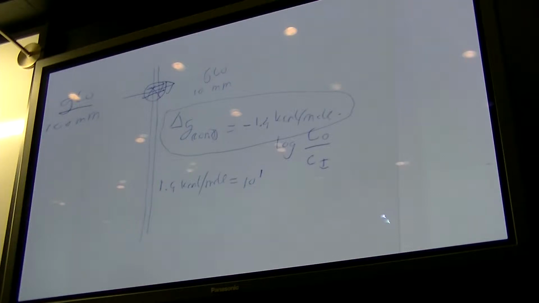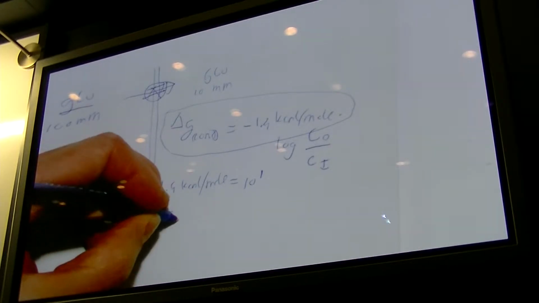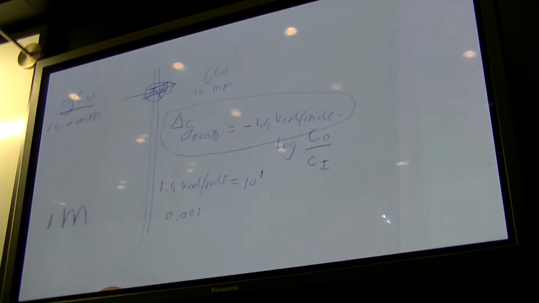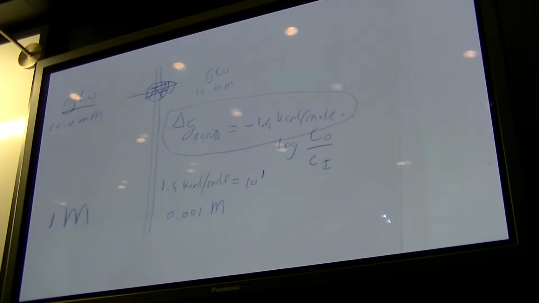We would have different concentrations, such as 1 molar of glucose on our left, and 0.001 molar of glucose on the right. You see that's 10 to the third for the concentration ratio. We divide those two concentrations.